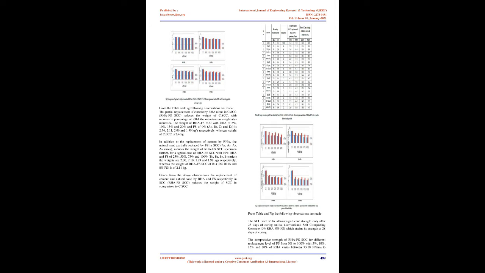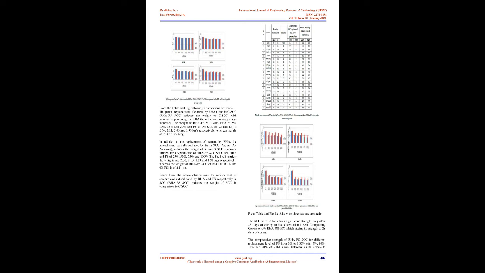The partial replacement of cement by RHA alone in C.SCC, RHA-FS-SCC, reduces the weight of C.SCC. With increase in percentage of RHA, the reduction in weight also increases. The weight of RHA-FS-SCC with RHA of 5%, 10%, 15%, and 20% and FS of 0%, A0, B0, C0 and D0, is 2.34, 2.11, 2.00, and 1.99 kgs respectively, whereas weight of C.SCC is 2.4 kg.